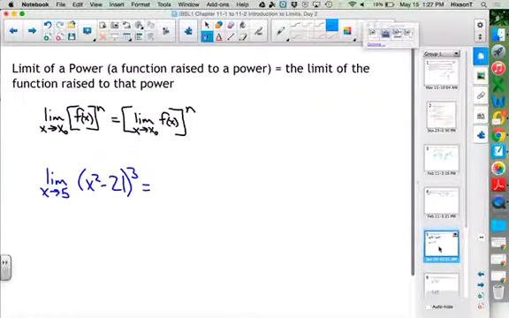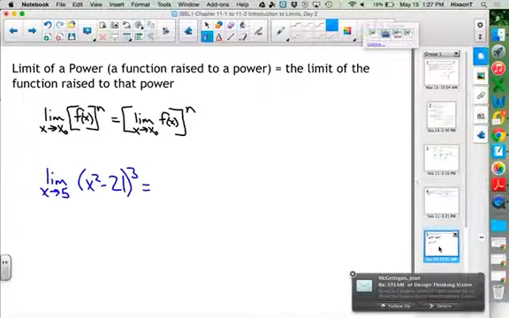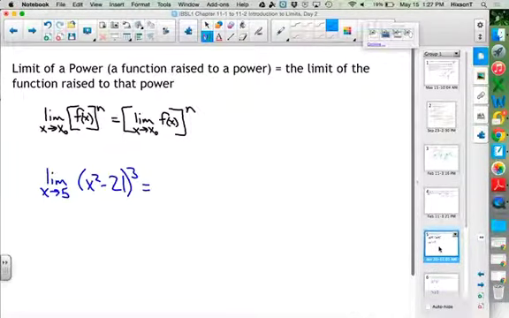Now, we have the limit of a power. Here we're raising a function to a power. The limit of a power is the limit of the function raised to that power. So here we have some function raised to a power n, and then we're taking the limit of that. What we can do is just take the limit of the function itself and raise that to the power of n.